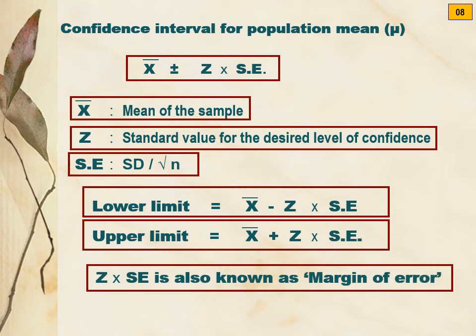Into SE, that is the confidence Z value, and multiplied by the standard error. It is also known as margin of error. That is, on both sides of X bar, for the lower limit we subtract the margin of error, for the upper limit we add the margin of error to the sample mean. It's very simple. You only need X bar, you only need SD of the sample, and based on your desired level of confidence you will get Z, and you will calculate the confidence interval for the population value of the mean.